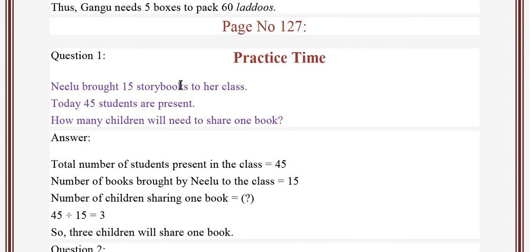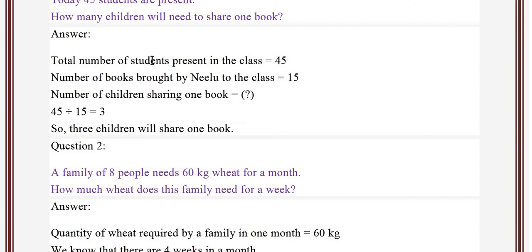Neelu brought 15 storybooks to her class. Today 45 students are present. How many children will need to share one book? Answer. Total number of students present in the class is equal to 45. Number of books brought by Neelu to the class is equal to 15. Number of children sharing one book is equal to how much?